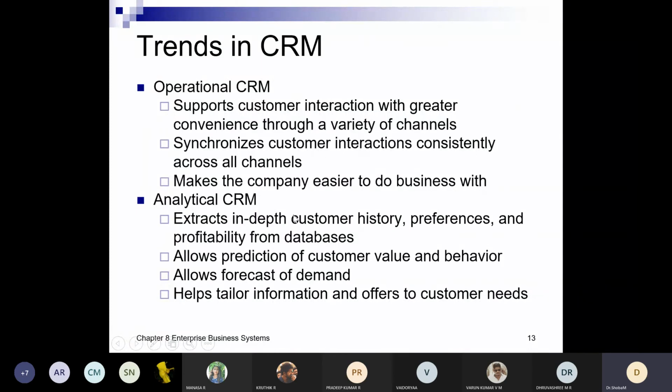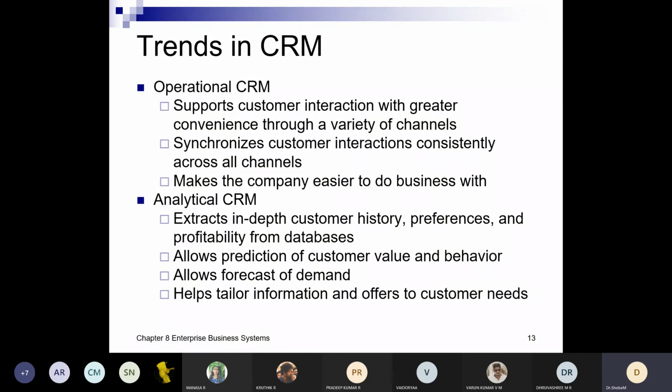You could do a lot of analysis with respect to the data available with you. So extract in-depth customer history, preferences, and profitability from databases. You can, in fact, extract and analyze only those customers who have done a lot of purchases in the past. So collect customer history and what were their preferences, and how profitable those old customers are with respect to the organization. That all becomes important. It allows prediction of customer value and behavior. Again, mathematical modeling is required because you have to predict the customer value as well as how the customer might behave.